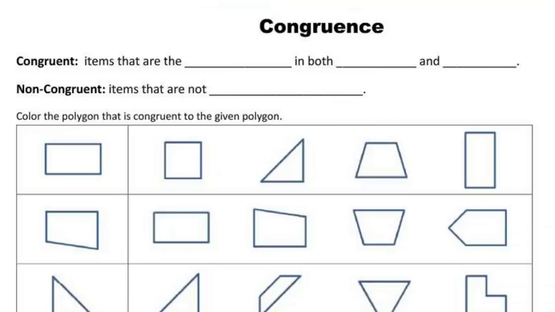Today we're going to discuss congruence, and we're going to start with the basics of congruence first. Congruent means that items are the same in both size and shape. So they're exactly the same size and they are exactly the same shape. And non-congruent items are ones that are not the same, or ones that are not congruent.